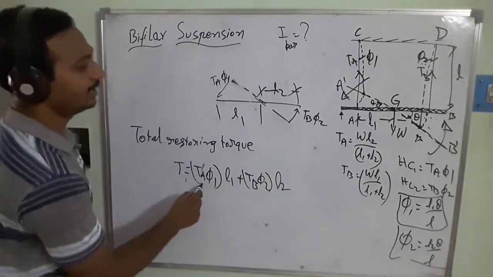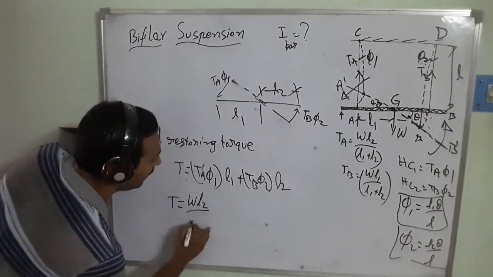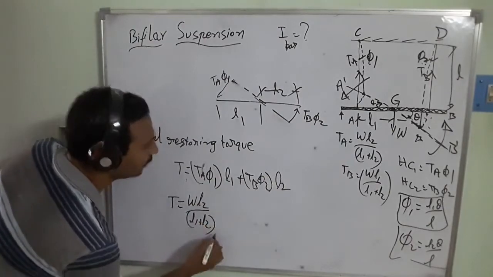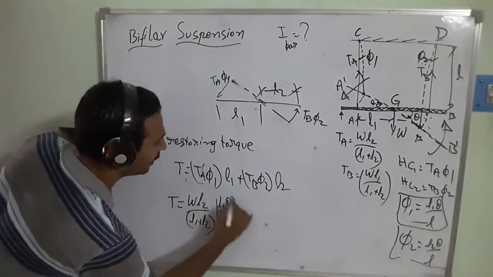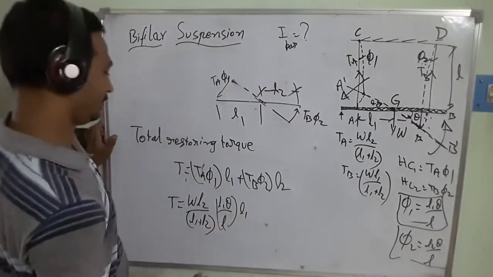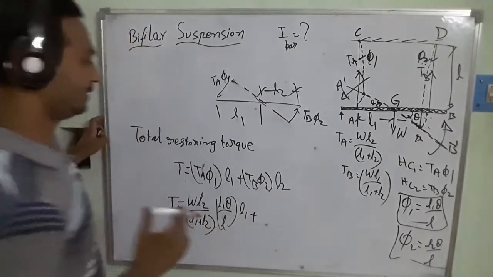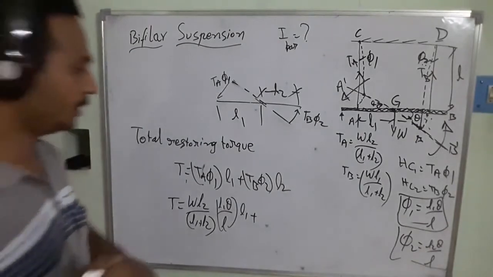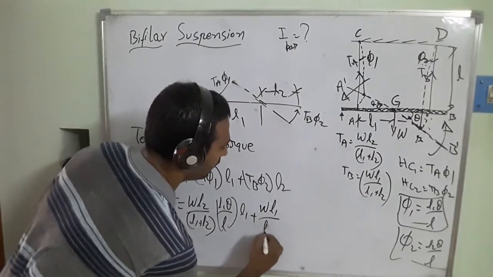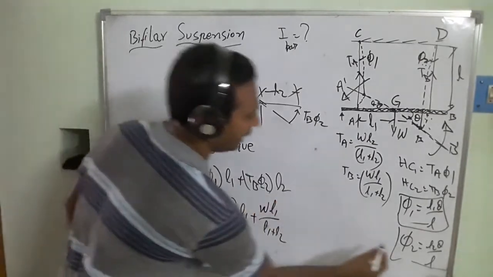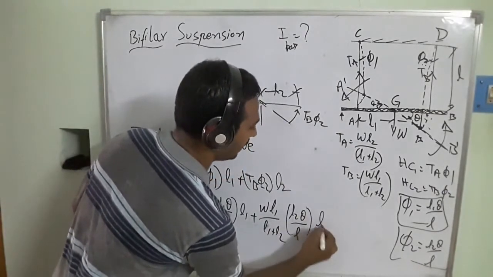What is the TA? The TA is equal to, what is the formula? W L2 by L1 plus L2. What is the phi 1 equal to? L1 theta by L, we got it. And here is the L1. So right, plus, so what is the TB? TB is equal to W L1 by L1 plus L2, and the phi 2 is equal to L2 theta by L, we got it. That's going to be multiplied with the L2.